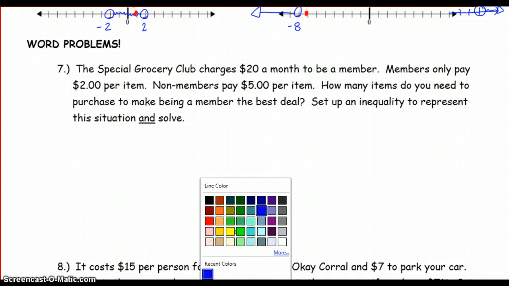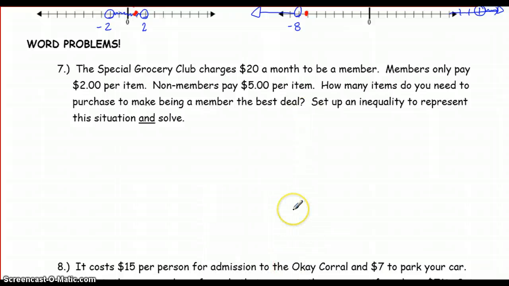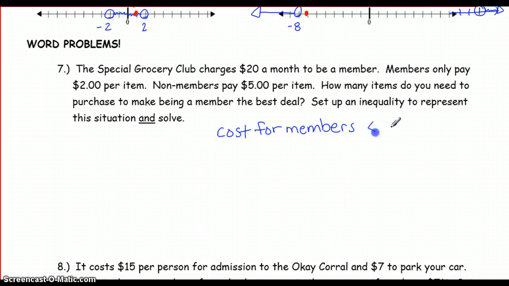The Special Grocery Club charges $20 a month to be a member, and you only pay $2 per item. Non-members pay $5 per item. So this is a little review. If you remember, we want to know the cost for members, when will that be less than the cost for non-members?